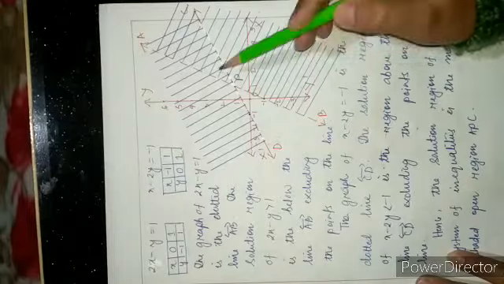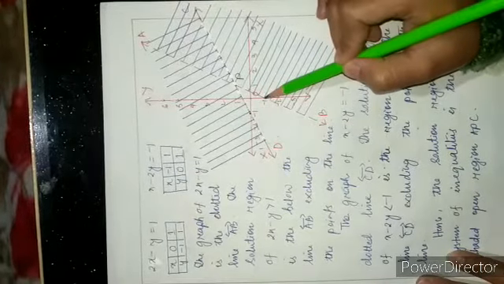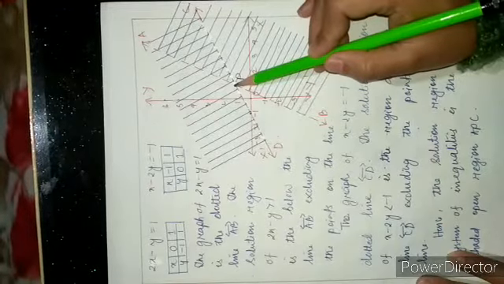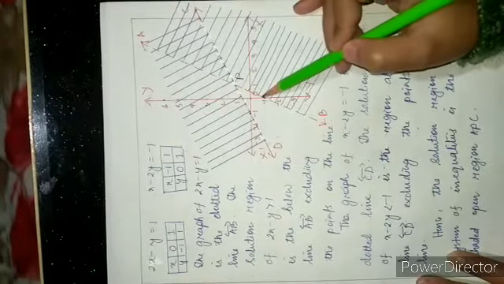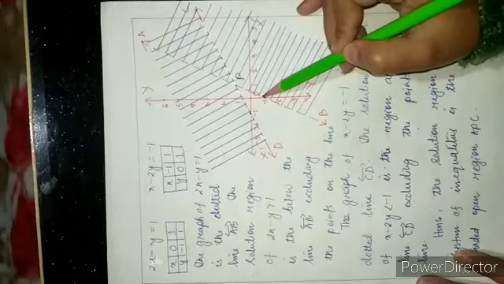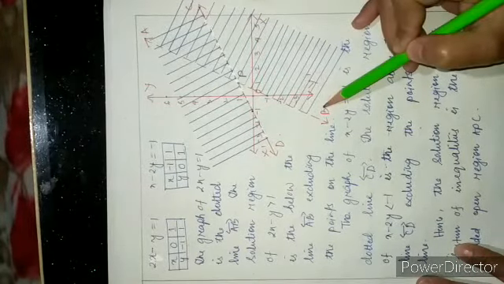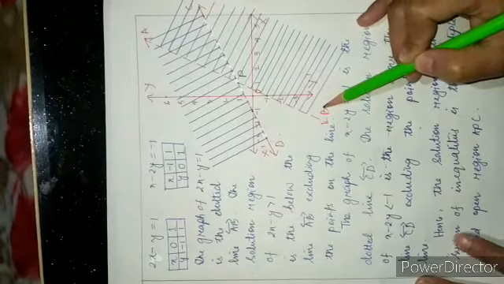When x is equal to 0, y is equal to -1. Then when x is equal to 1, y is equal to 1. Join these points. By joining these 2 points, we get a dotted line AB. It is dotted because our inequality is a strict inequality.